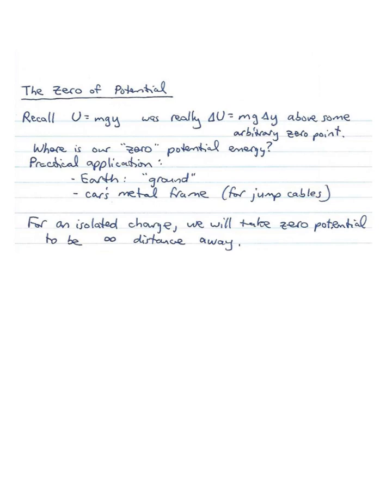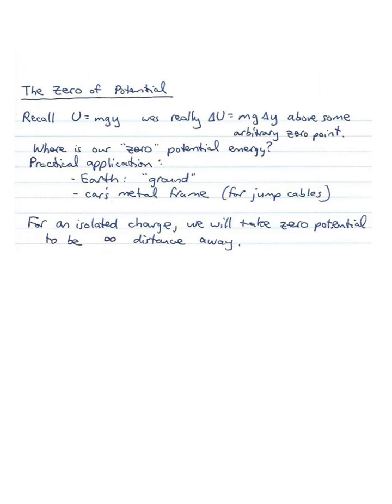And so we could take the zero of gravitational potential energy. It might be the ground. It might be the tabletop on which you're doing an experiment. It might be the floor that you're doing an experiment on, but you arbitrarily call it 0.